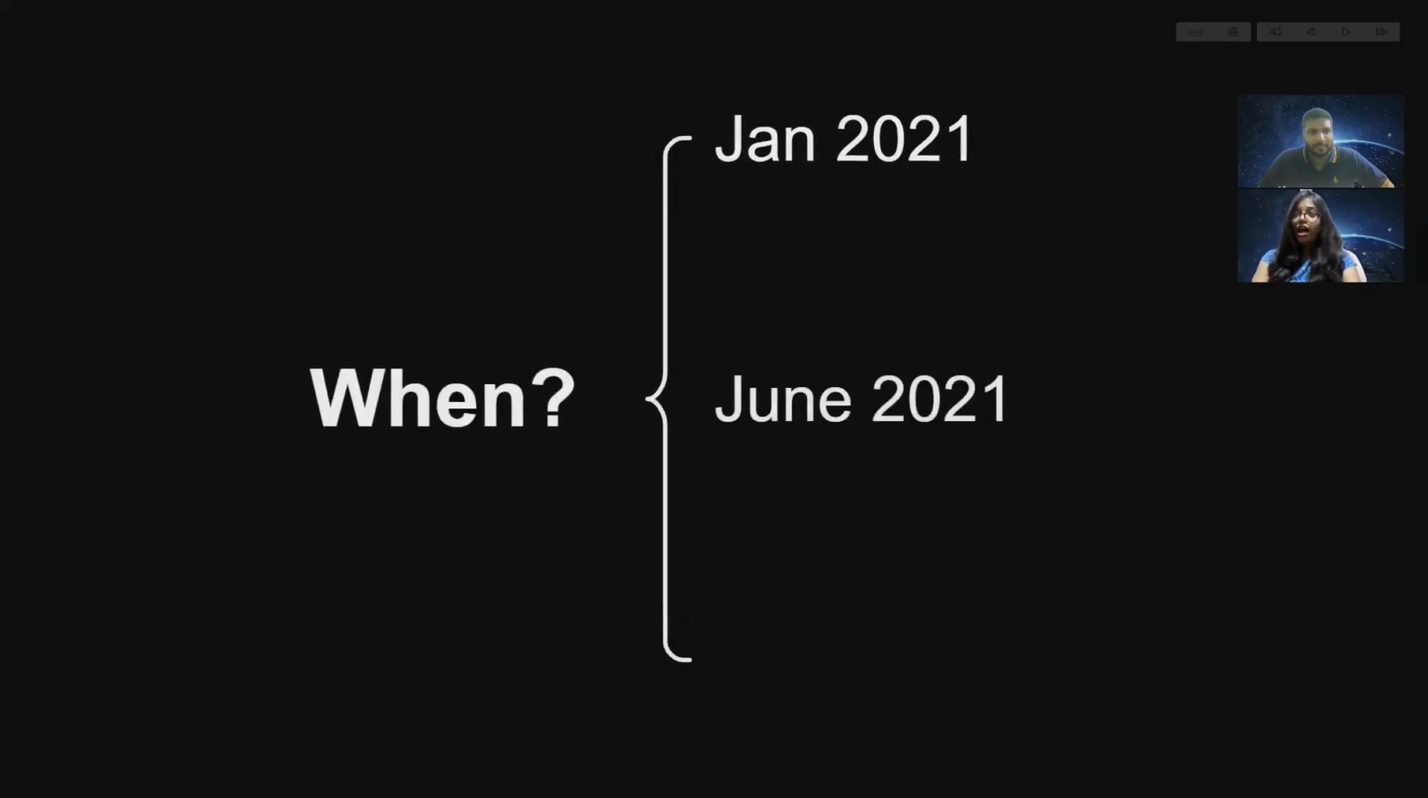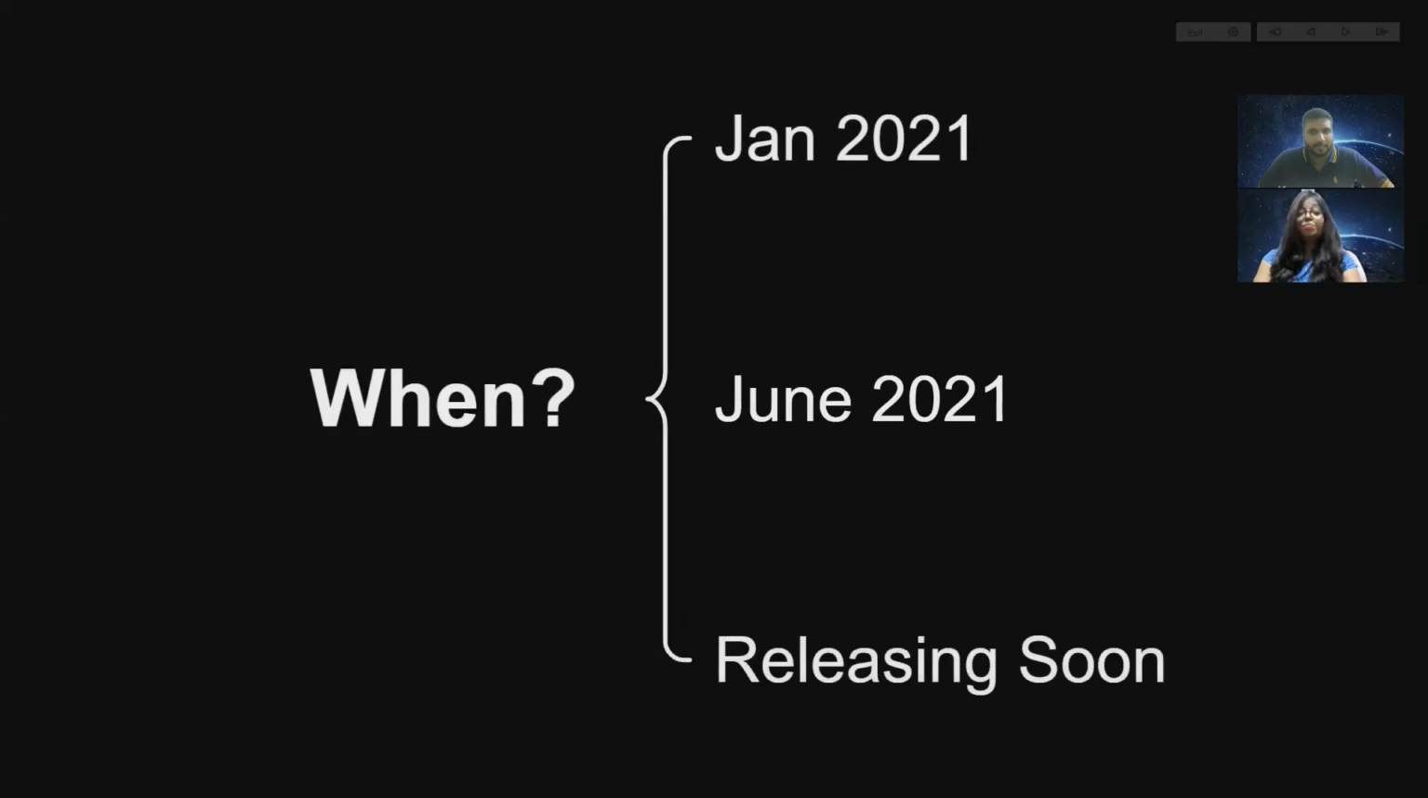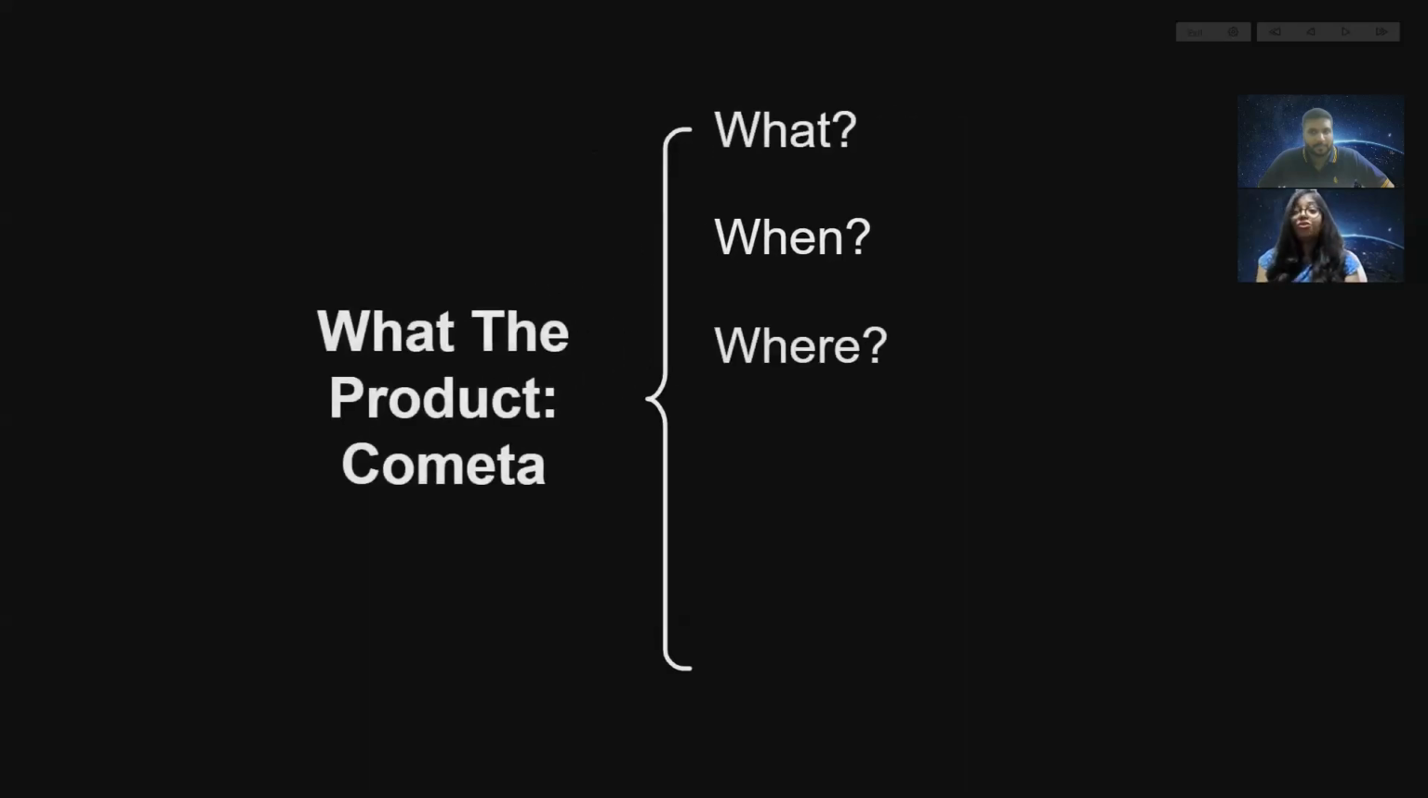So when did this start? Cometa was initially launched in Jan 2021, the alpha version, and in June 2021, the beta version got launched, and they're planning to release it very soon, probably next month. So watch out for the product.